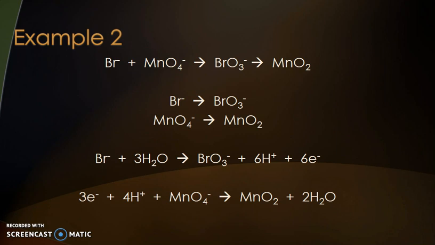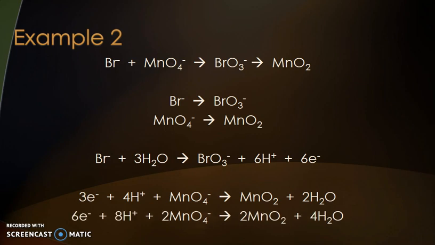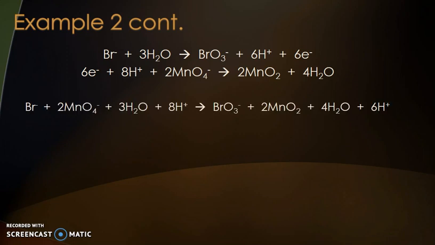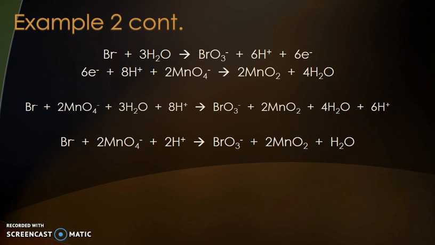Now, of course, you'll notice that the first half equation, bromide to bromate, releases six electrons, while permanganate to manganese dioxide gains three electrons. So we need to multiply that equation by 2 so that our electrons become equal. Okay, so we have now two balanced half equations with equal numbers of electrons. We can then combine that to make an overall balanced equation, and we can simplify that by cancelling out the excess waters and H pluses. There's our nice final equation.